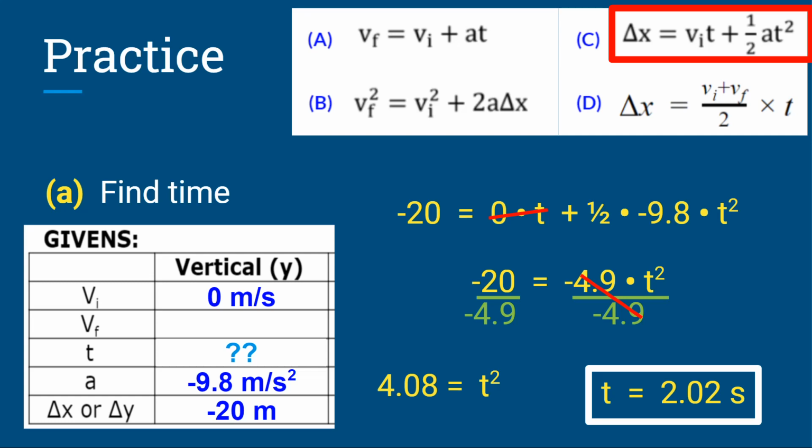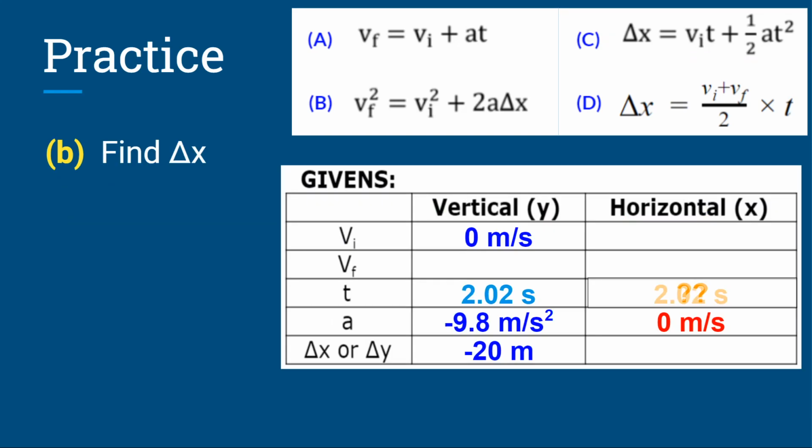Okay. Then let's go ahead and fill that into both sides of the table. So that again is both vertical and horizontal. There's no direction to time. Okay, so I've got 2.02 on both sides, and now we're going to do part B. Part B is finding range, delta x, which means I'm looking for this value down here.